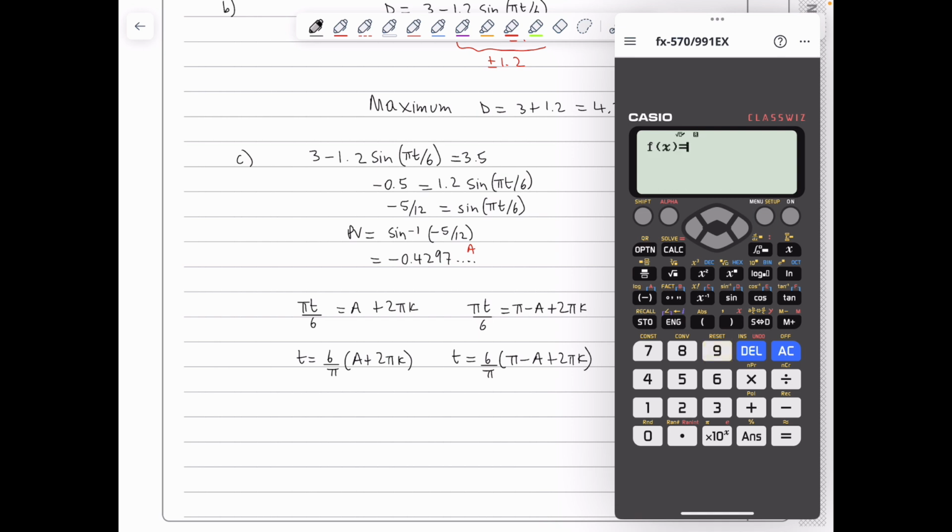generate the solutions. So in f of x, I'll put 6 over pi times the a, so alpha a plus 2 pi x, and I close bracket, that's the f of x, and for the g of x, I'm going to put 6 over pi times the pi minus the a plus the 2 pi x. So the x in this case plays the role of the k. So I press the equal button.